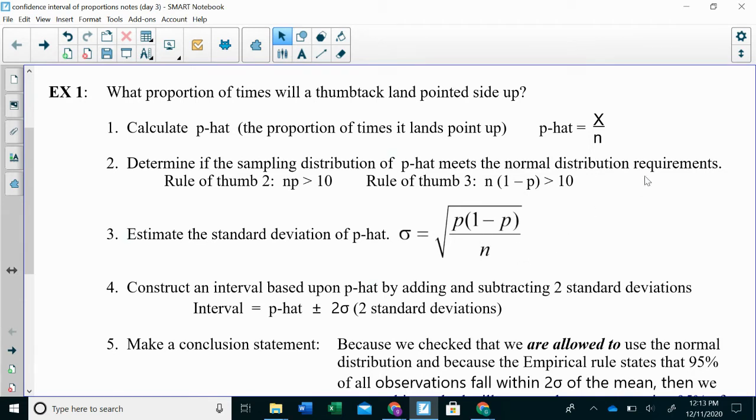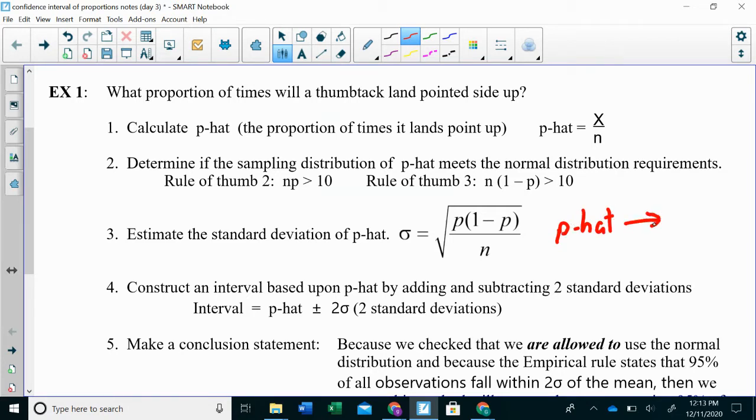This is where we need to make another little connection: as we go through this process, because it is normally distributed, p-hat becomes that p. So the p value that you have in this square root formula is the p-hat value that we calculate in step 1, because it becomes normally distributed. That's what allows us to do that.